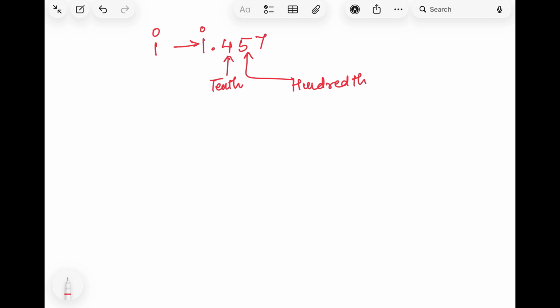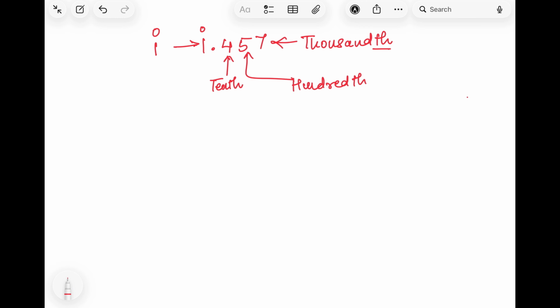Now let's take up a number with a decimal point and try to understand the place value of the digits after the decimal point. If the number is 1.457, the place value of 1 is very simple, 1 only, because it is ones. Now what is the place value of this? This is called tenth, as this is ones, this is tenth, this is hundredth, and this is thousandth.